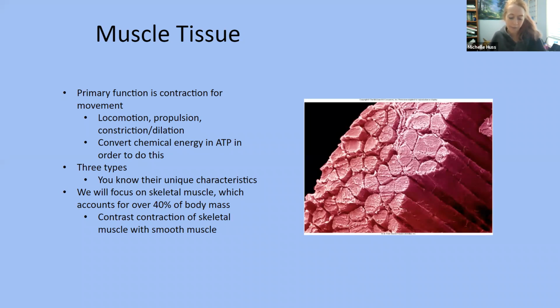Okay. It's extensible. You can stretch it without damage, and it's elastic. It returns to its original shape after contraction. These are all properties of muscle, and we're going to be focusing on skeletal muscle, but it still works for the other muscles too. Okay.